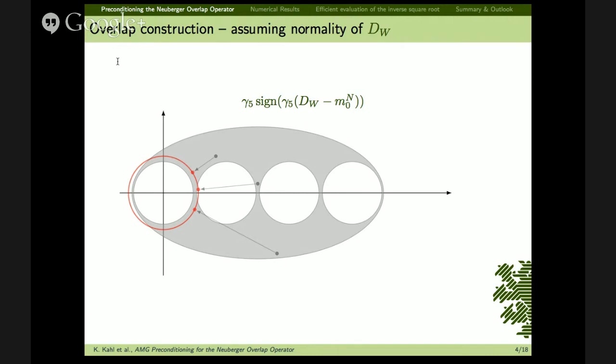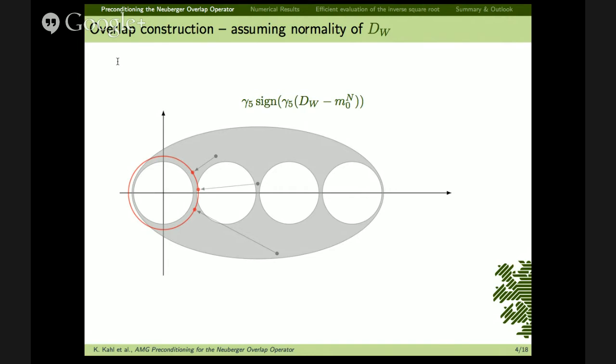Yes, please. It's normal. I'll show you. No, okay. So one case where D_W is normal is the free case. If you don't believe me, this, of course it is, right?